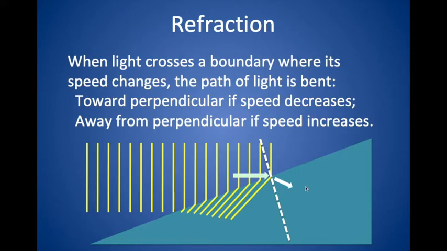So actually, the direction of the wave has changed to this arrow. So if the speed is decreased, the wave bends toward the perpendicular. If this were a faster medium than the one outside, then it would bend the opposite way. It would bend away from perpendicular.